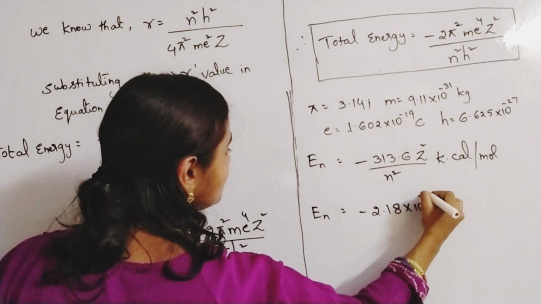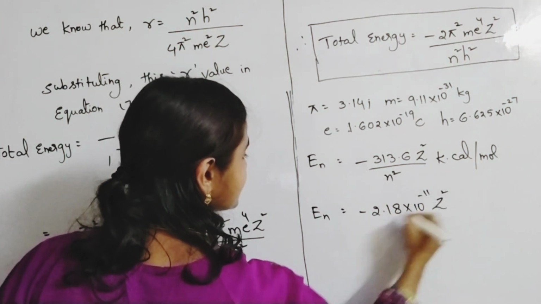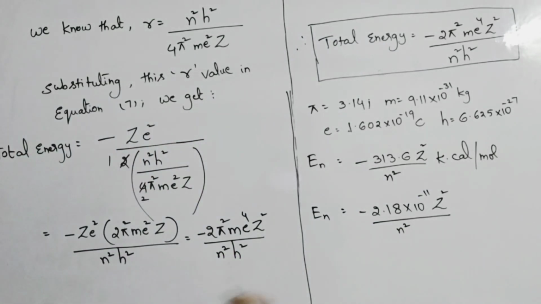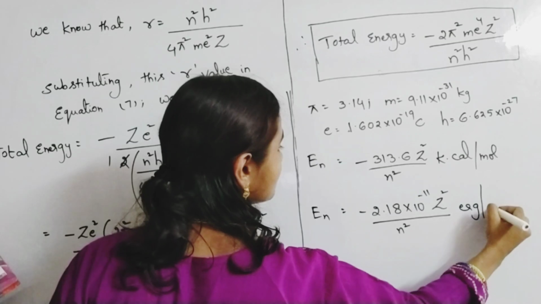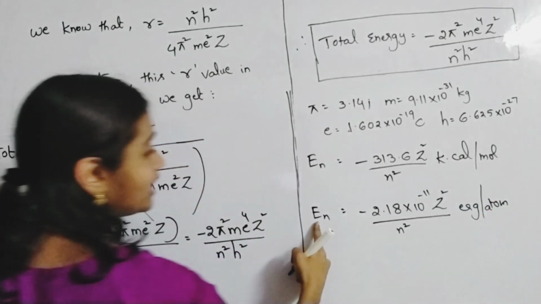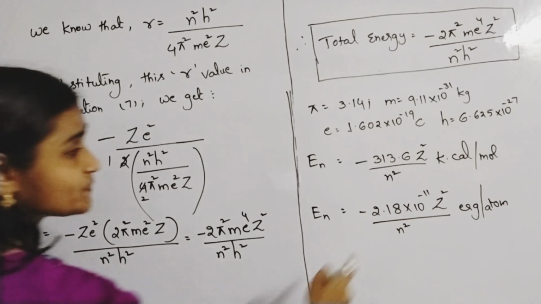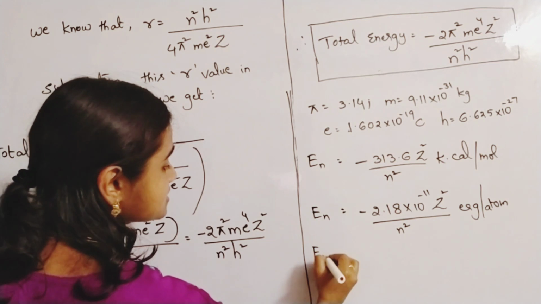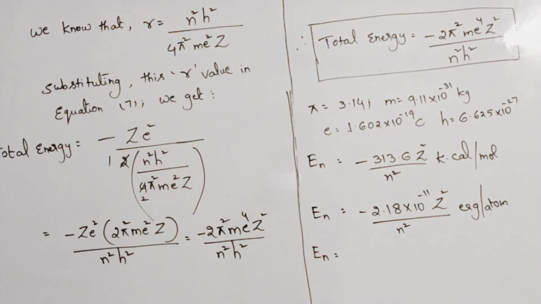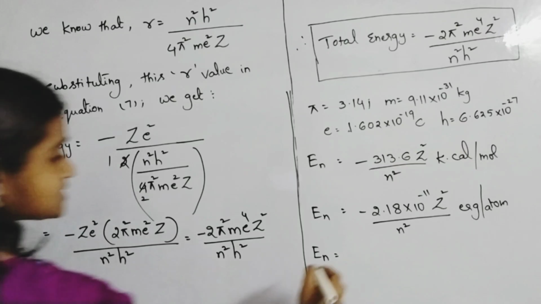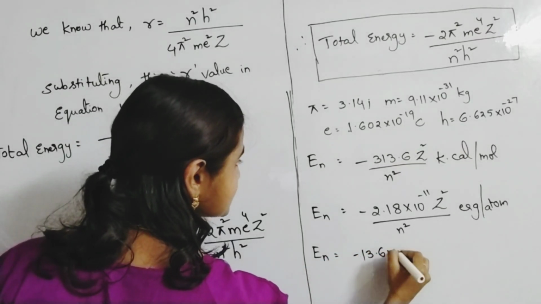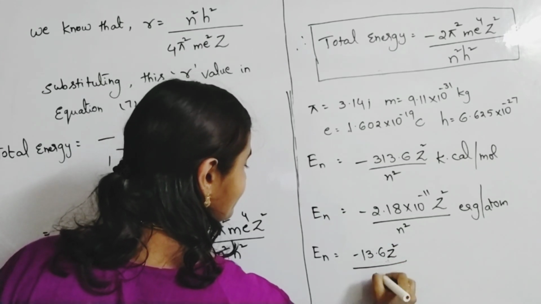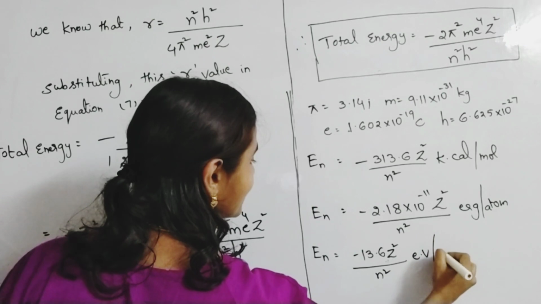2.18 into 10 to the power of minus 11 Z square by N square, in what? In ergs per atom. This is the value of energy of the electron in ergs per atom. If you are changing the units, the value also will keep changing. Same like that, En value is equal to minus 13.6 into Z square by N square in electron volts per atom.